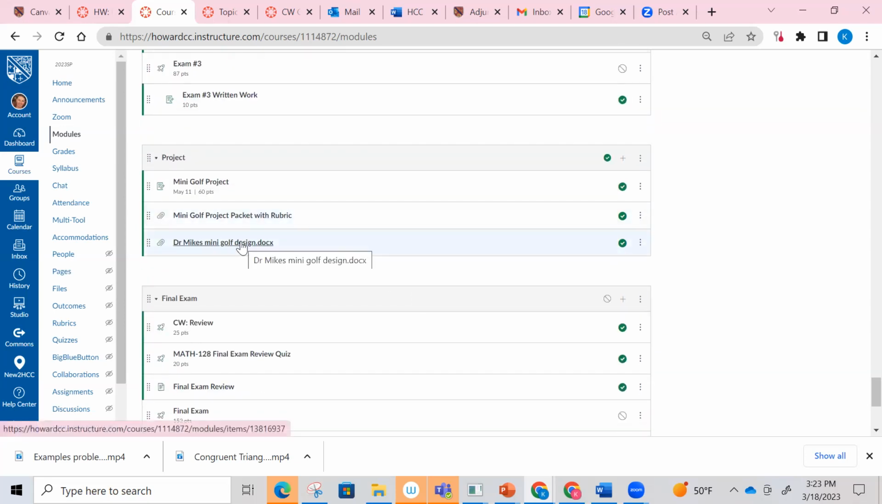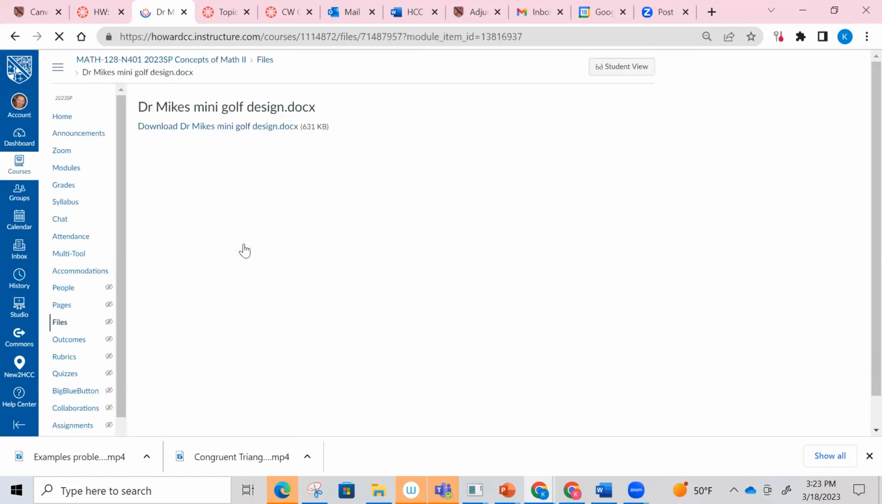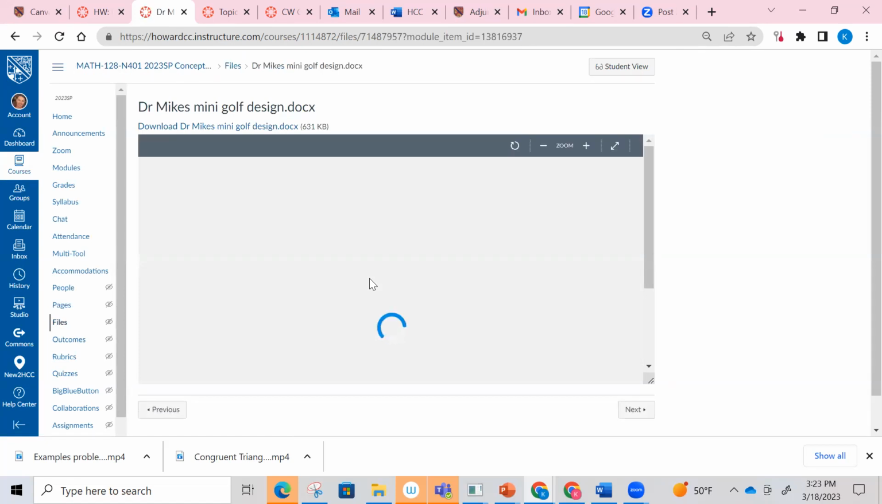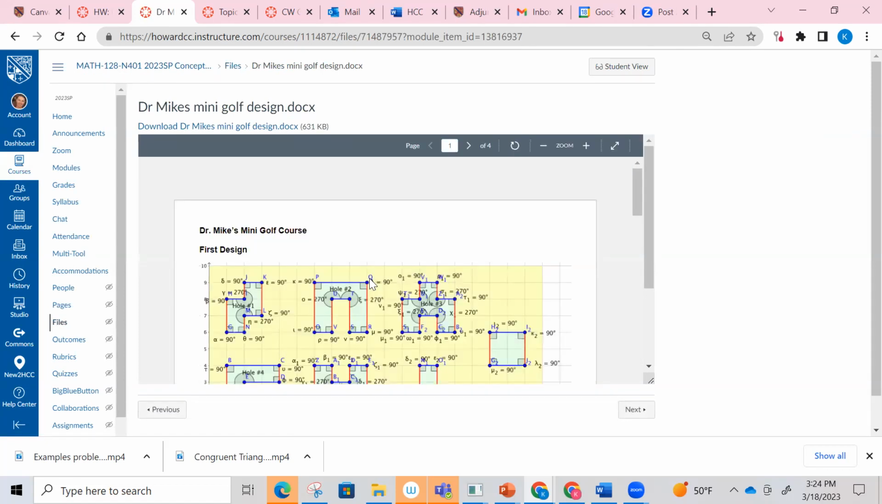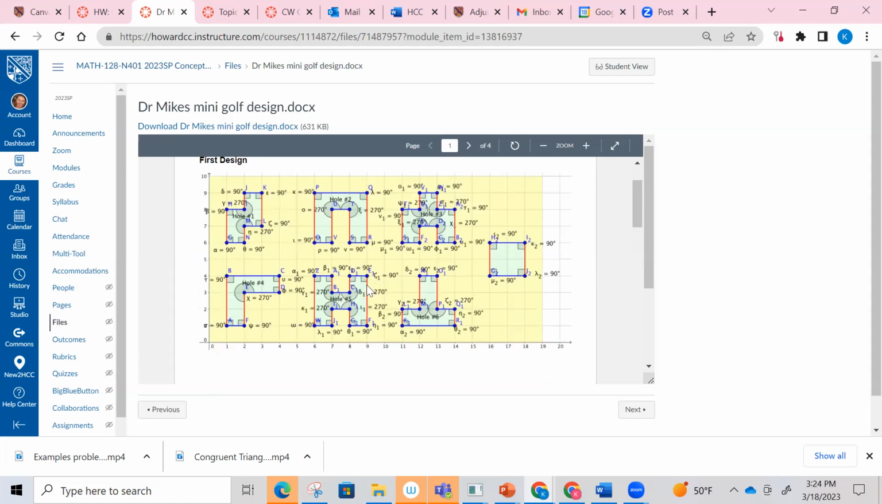it's mostly Dr. Mike's mini golf design. So there is an example of a golf course. Now you may not copy this example. So you should not have holes that are the same type of holes. And so you should not have holes like this or ones that are similar to this. You need to create your own design. But these are the 6 holes, 1, 2, 3, 4, 5, 6. And then this is the regular polygon for the practice hole. Notice there's angle measures for each of the angles. The lines that are parallel are the same color. So that's the first design.